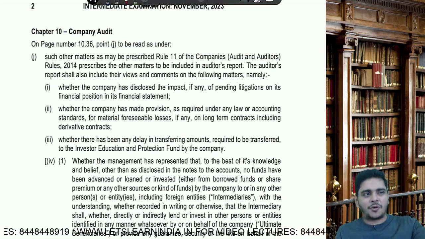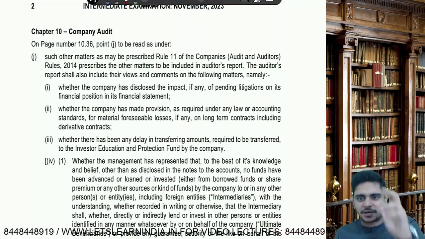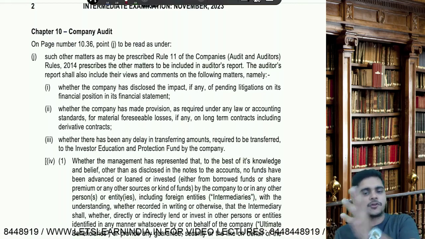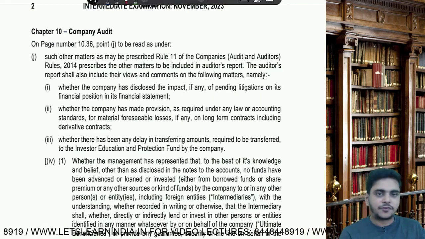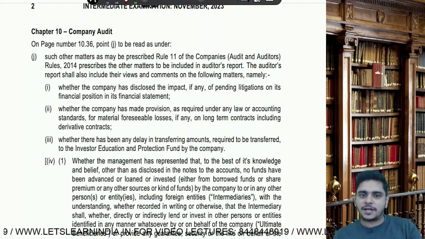Whatever amendments were there in November 22, they have carried for May 23. Whatever amendments they have given in May 23 RTP, they have carried forward for November 23. No amendments. If you remember A, B, C, D, E, F, and O, there is the other point.